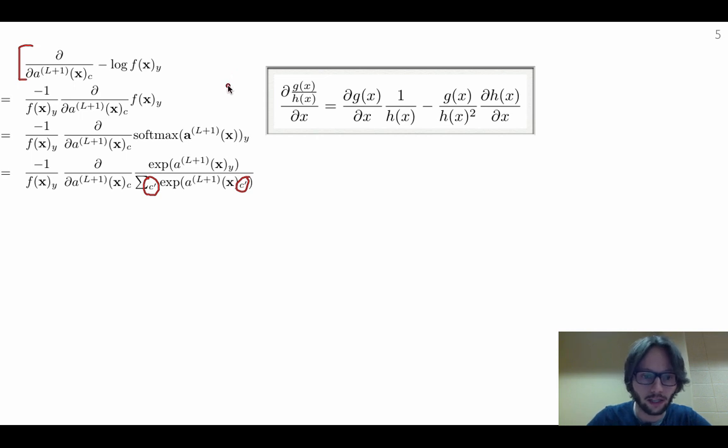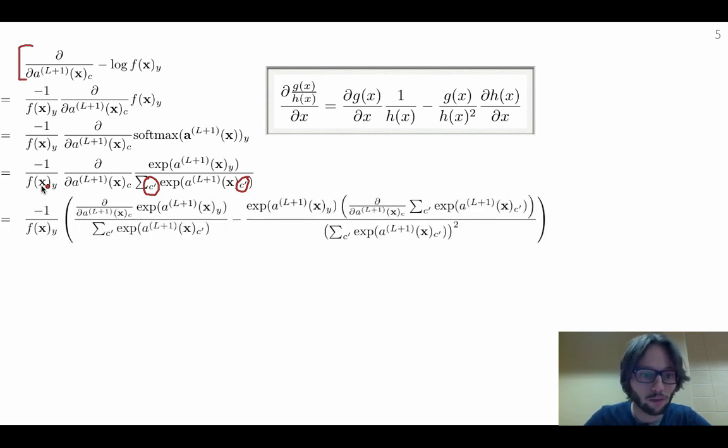So in our case, g of x would be the numerator here, h of x would be the denominator here, and x would actually be the pre-activation for the cth output unit. So here I'm using this formula, and replacing the whole partial derivative by this term here, where I've replaced g of x, h of x, and x by the actual terms. And so now we just have to do this partial derivative here and this partial derivative here.